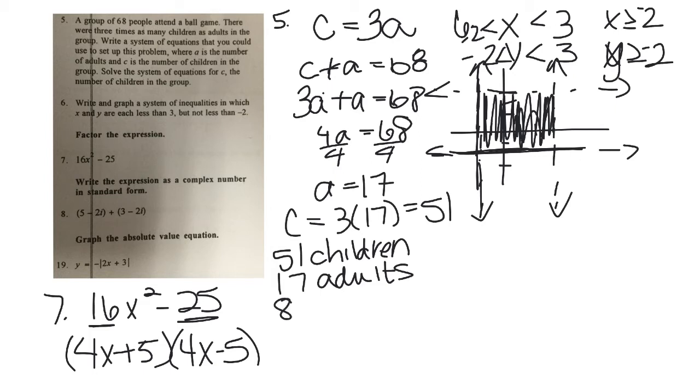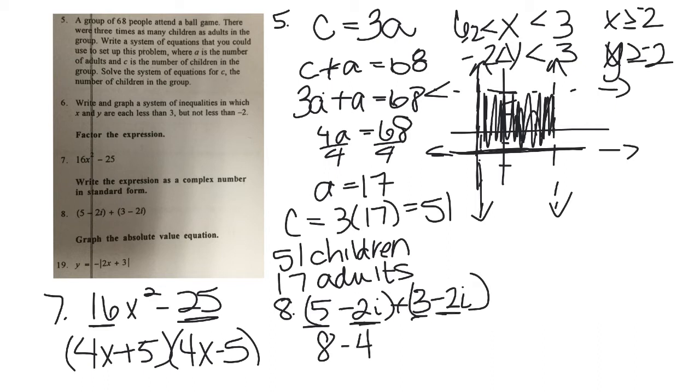Number 8, write the expression as a complex number in standard form. We have 5 minus 2i plus 3 minus 2i. Combine your real, 5 plus 3 is 8. Combine your imaginary, negative 2 plus negative 2 is negative 4i. And that's your final answer.